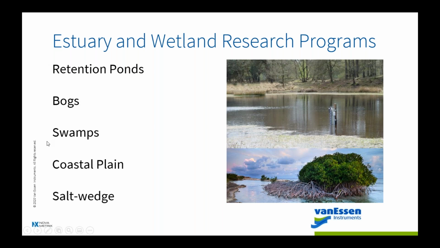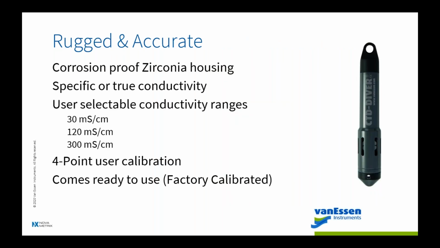These are not limited to any of the names in this list, but you know, retention ponds, bogs, swamps, coastal plains, and salt wedge projects, where let's say the fresh meets the salt water, and those delicate little ecosystems that exist within those, and how salinity can play a part. They're using CTDs to show that there is in fact a decline in salinity and an increase in the life forms and their reproductive rates. Fill in the blanks what those are. Could be anything, but yeah, the CTDs are working very well in these environments.